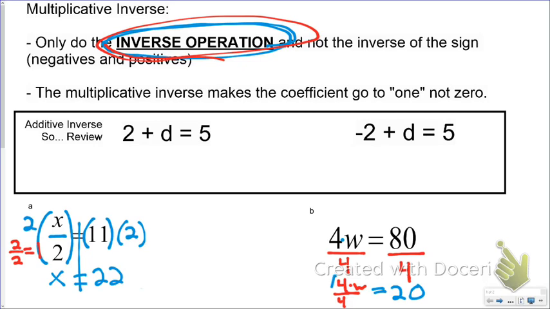So basically, what happens to a 4 divided by 4? What happens to any number divided by itself? That just goes to 1. So I'm left with 1w is equal to 20. Or in other words, just w. The answer is w is equal to 20. And I'm done. We're going to have you guys try a few.